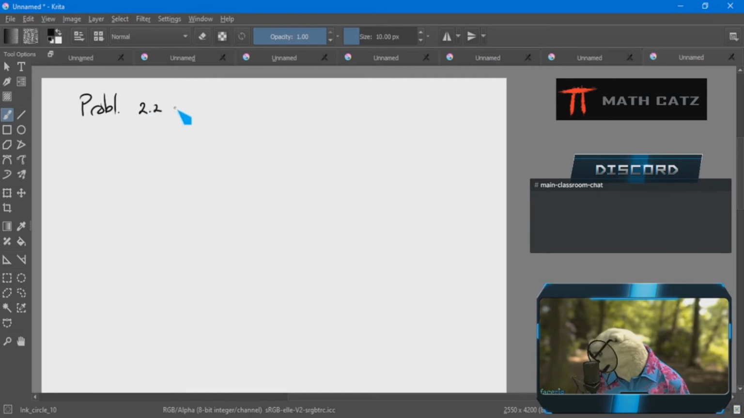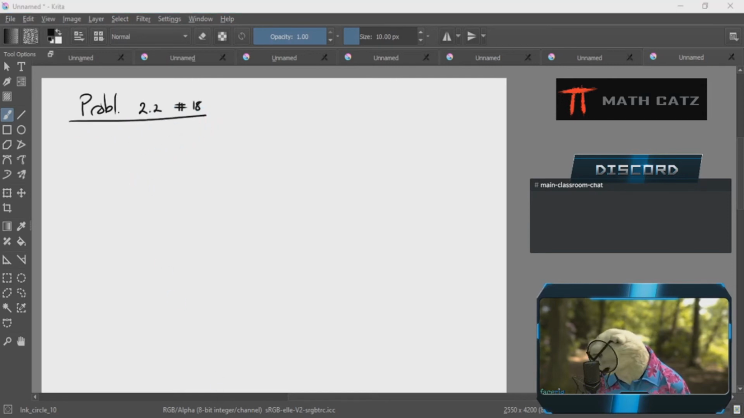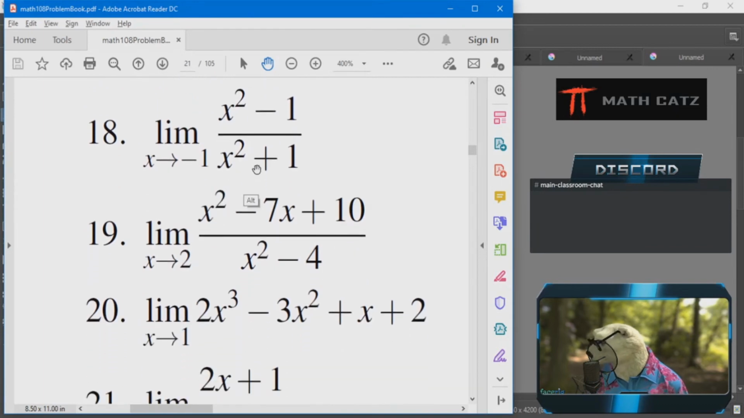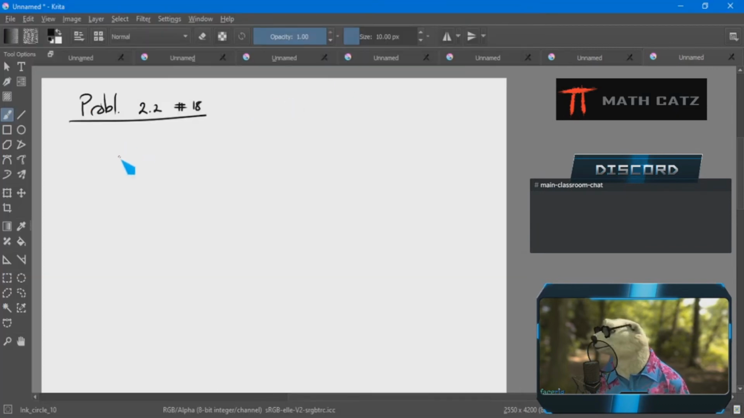but let's just do this one question. I'll do 18. 18 is over there. Limit as x goes to -1. Finite limit. What's the limit? X squared minus 1 over x squared plus 1. What's the function?